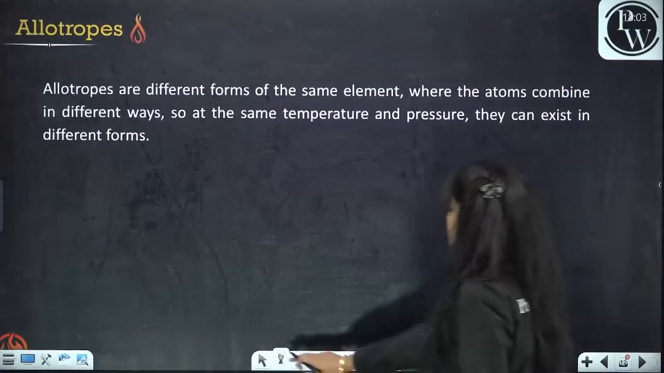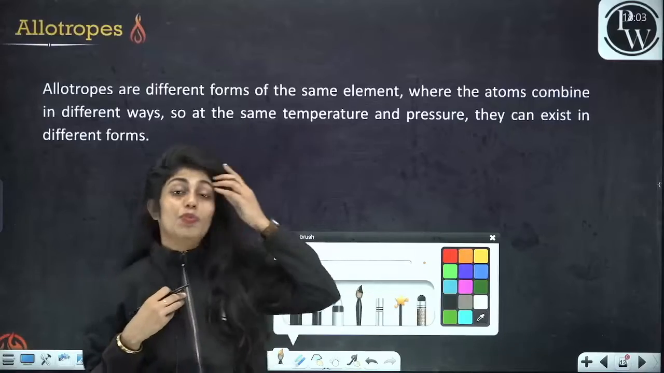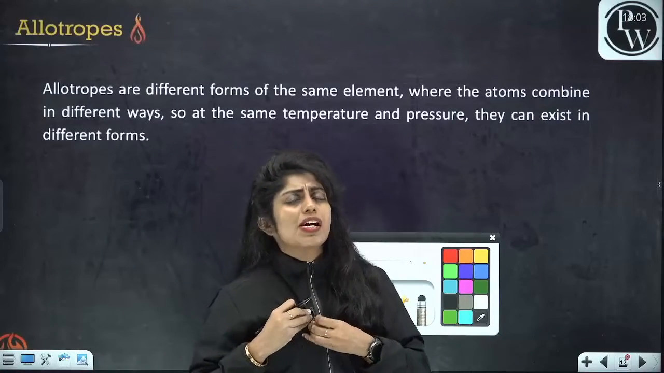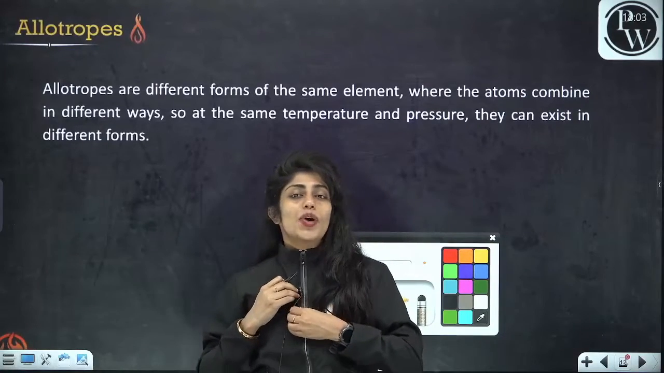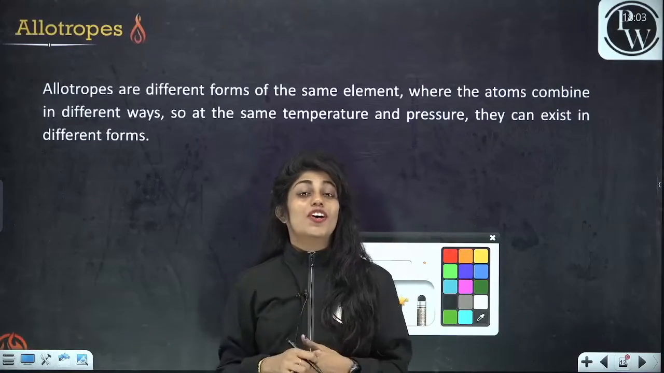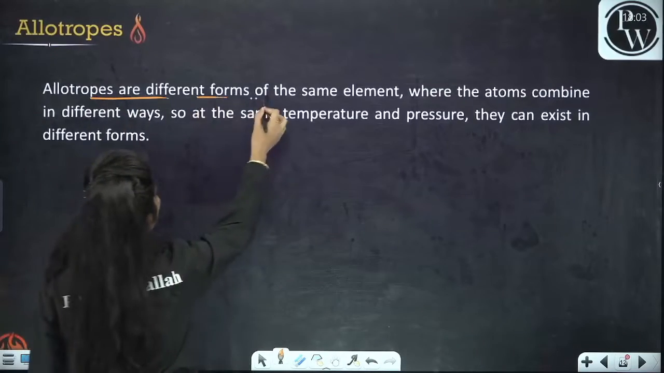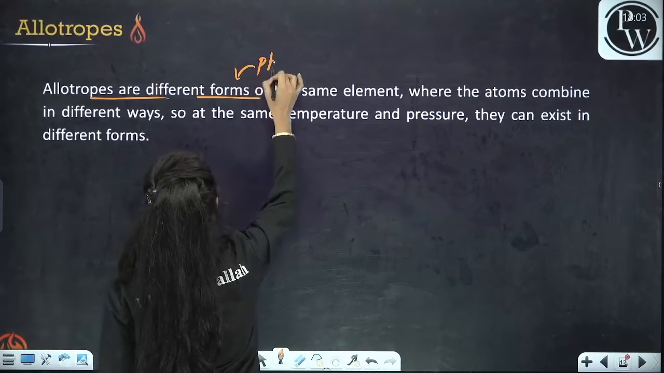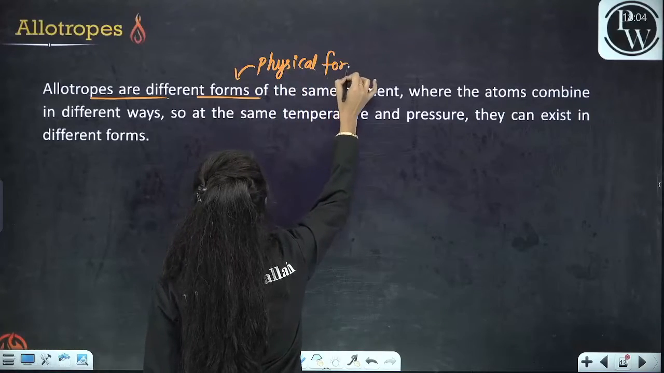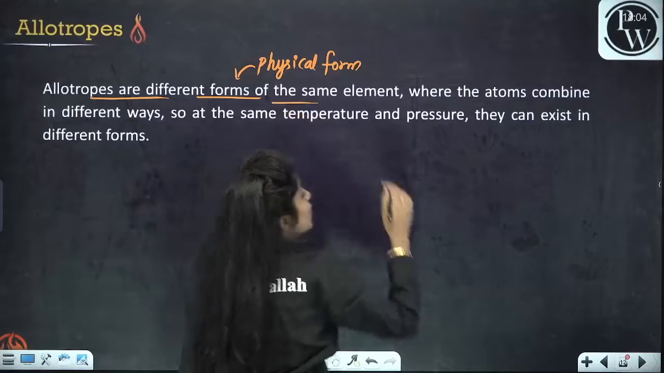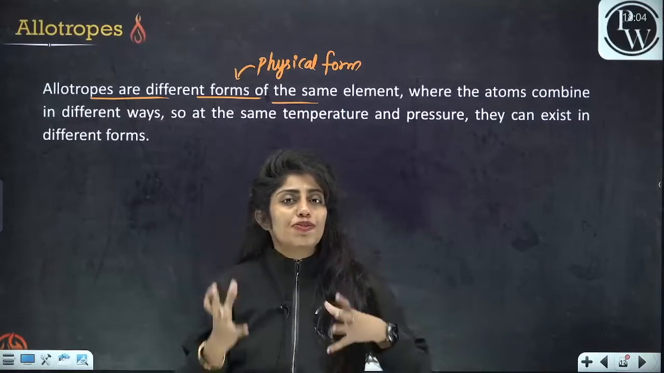Now, let's discuss another thing, which is allotropes. Again, a very important topic, one of the interesting and favorite questions of the examiner. So, what are allotropes? Generally, allotropes are the different physical forms. That means they will have different structures. Structure means they will have different arrangements.